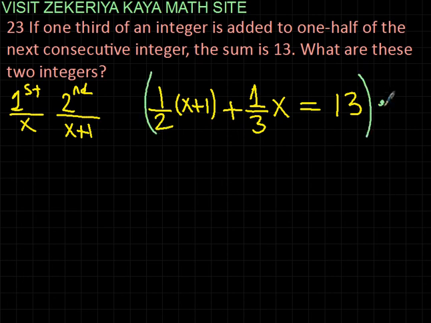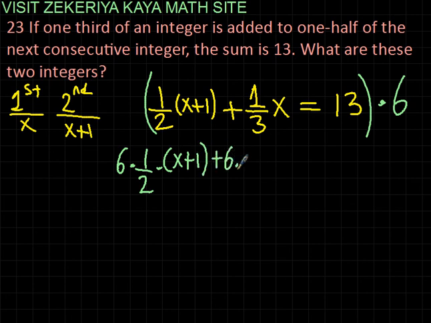So, if I multiply everything by 6, I will cancel the denominators. I can cancel the denominators because I can divide 6 by 2 and 6 by 3. That's why I can cancel all the denominators. So, the first one, 6 times 1 over 2 times x plus 1 plus, I must multiply everything by 6. 6 times 1 over 3 times x is equal to 6 times 13. We multiply each thing by 6.